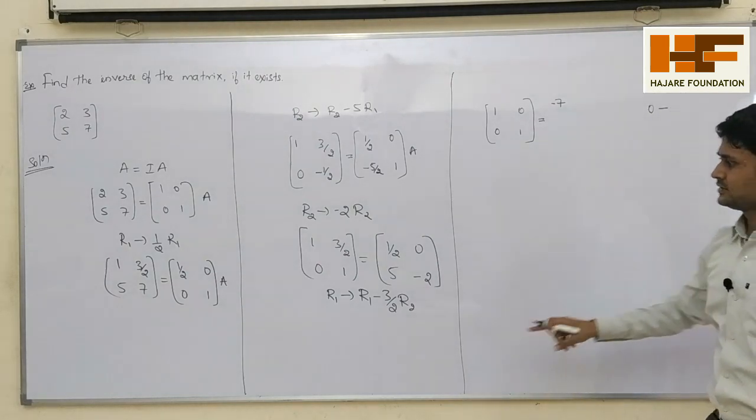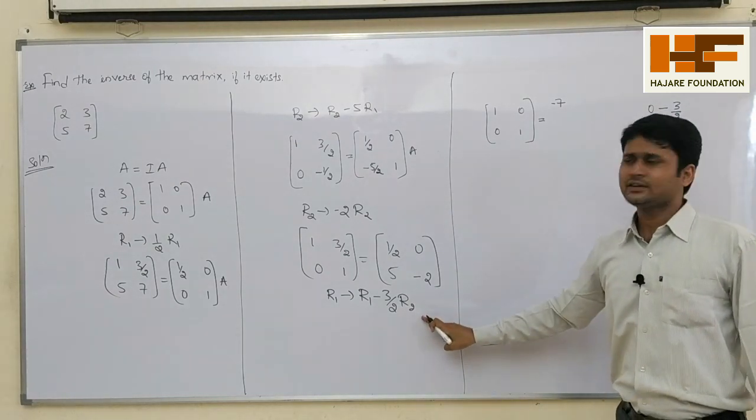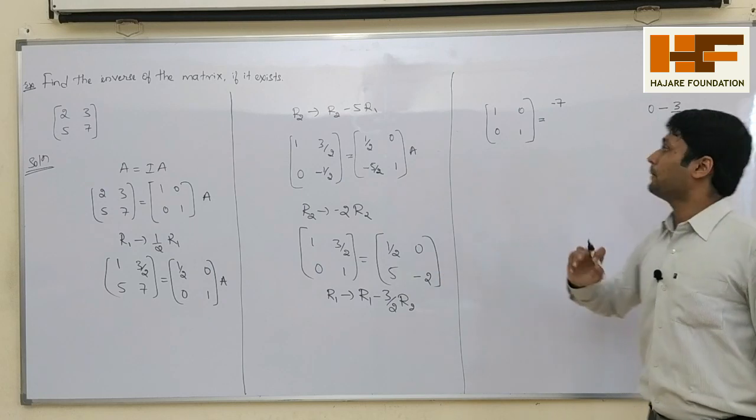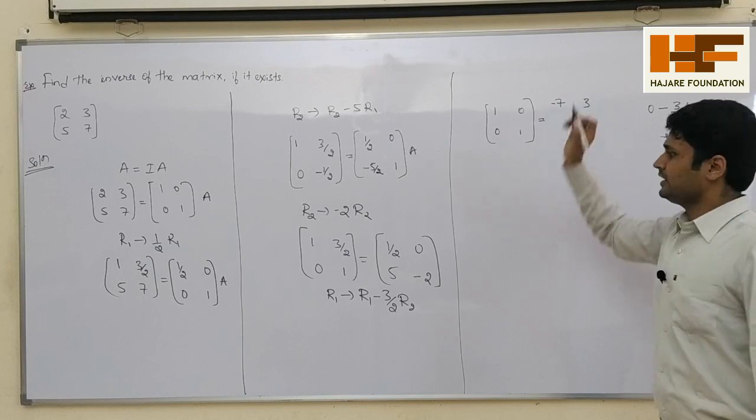0 minus 3 by 2 into R2. What is the corresponding R2 element here? Minus 2. Simplify the term, minus minus becomes a plus. 3 into 2, 6. 6 by 2. 2 ones are, 2 threes are, right? 3. Write a 3 here.